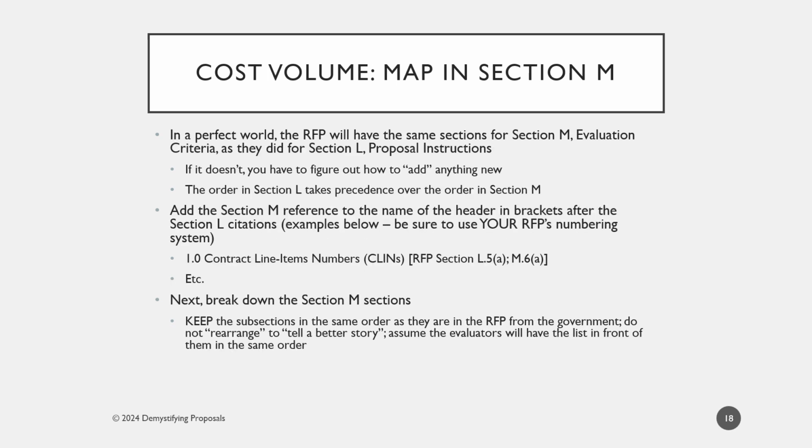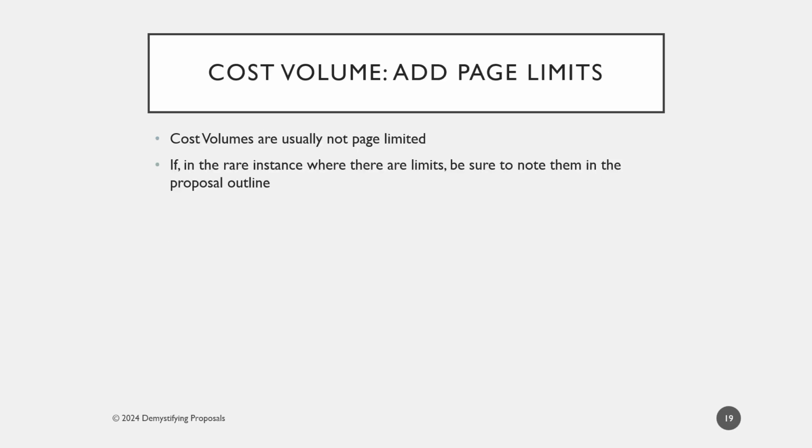And then just like we did for the technical volume, we're going to map in the section M requirements, and we're going to update the bracketed information behind each of the headers to show how it maps to the evaluation criteria, just like we did for the proposal instructions. Unlike the technical volume, the cost volumes are usually not page limited. So you don't usually need to add page limits to the section, but in the rare instance where there are page limits, be sure to note them in the proposal outline.